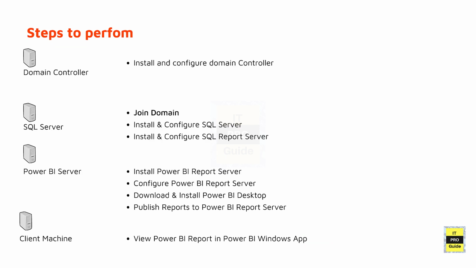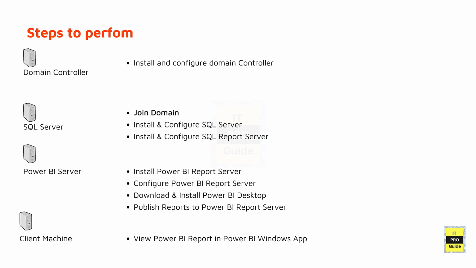The steps we have to perform to set up an on-premises Power BI Report Server start with a domain controller. We need to install and configure a domain controller, which is already done. Then you need to have an SQL Server. SQL Server is there. I joined it to the domain controller, but I didn't install and configure it. We will do it together. Then we need to install SQL Report Server.